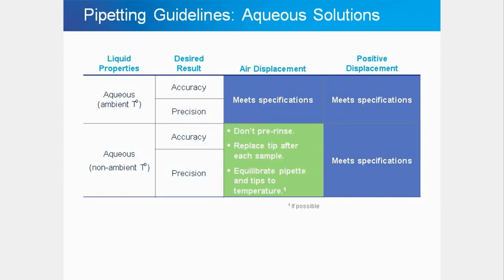If the aqueous solutions are at temperatures other than ambient or laboratory room temperature, then Rainin recommends that you not pre-rinse pipette tips before you aspirate samples, and that you consider equilibrating the pipette to the approximate temperature of the sample solution. For example, this could involve keeping the pipette for at least 1 hour in the same cold room where the liquid sample is stored. Alternatively, when pipetting aqueous solutions at temperatures other than ambient, a positive displacement pipette could be used to avoid the potential for introducing errors of inaccuracy and imprecision into your work.